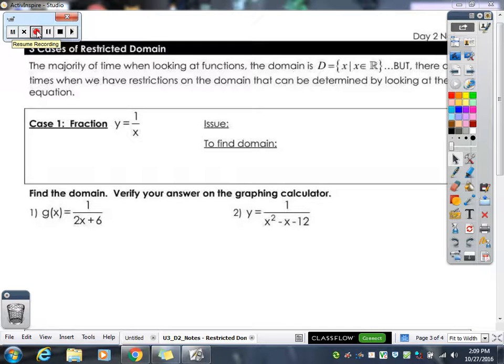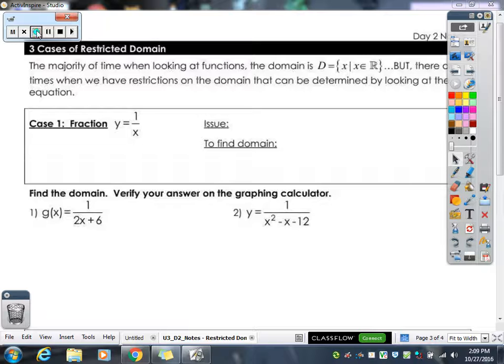Hi. In your note packets, please find this page. It's like Day 2 notes, 3 cases of restricted domain. The majority of the time when looking at functions, the domain is x can be any real number. But there are going to be times when we have restrictions on the domain, and these restrictions can be determined by looking at the equation.